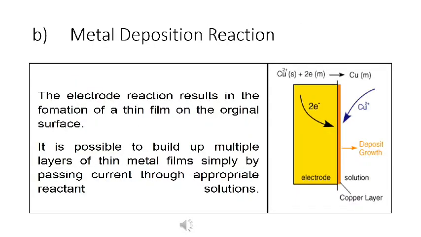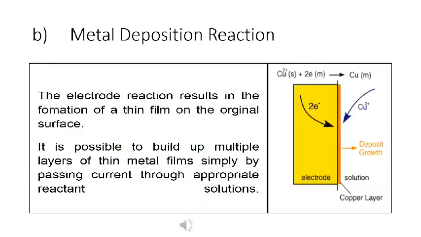Okay, the second case is about the metal deposition reaction. It involves just two steps only: one is mass transport, followed by electron transfer. An example of this case is copper 2 plus in bulk solution, which will move towards the cathode surface. The movement of copper 2 plus ions from the bulk to the surface is through mass transport. Then it adsorbs at the surface of the cathode.